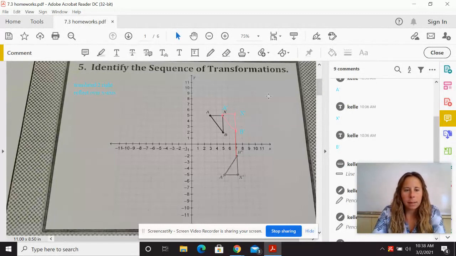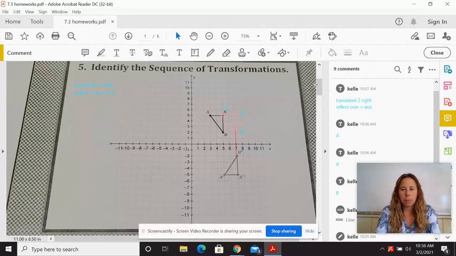Okay, so you're just going exactly across the x-axis. You can do that with all of your points. Okay, so that's it for number 5. We're finished with number 5. We only had 2 steps. If you have different steps, that's okay.